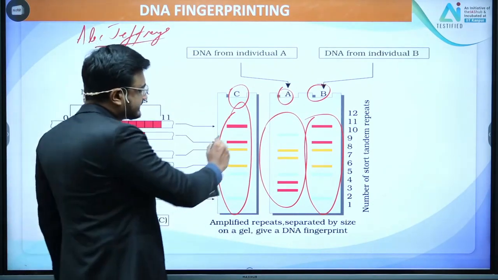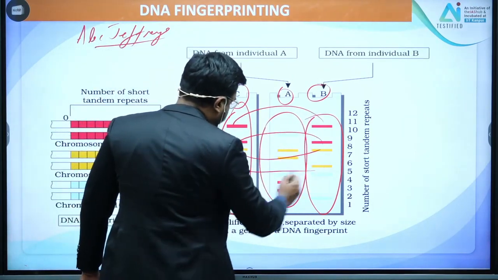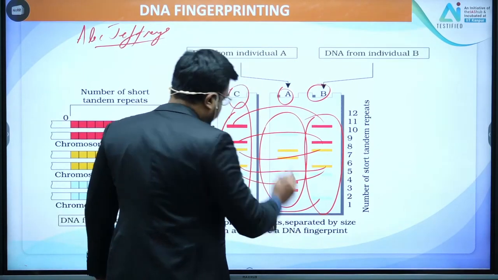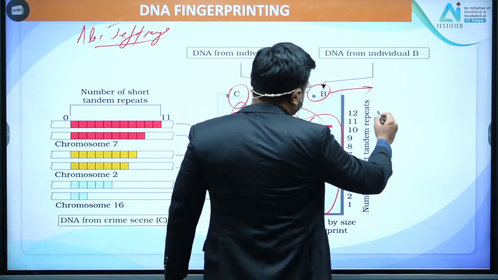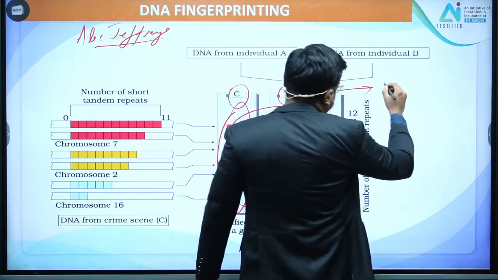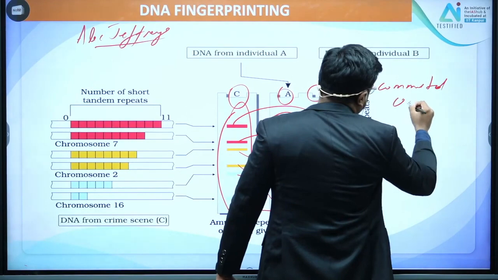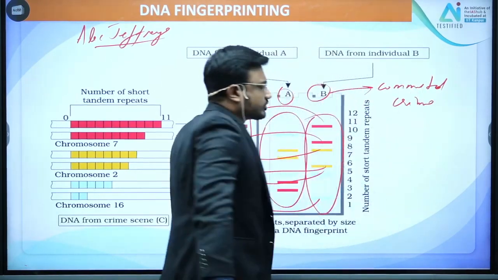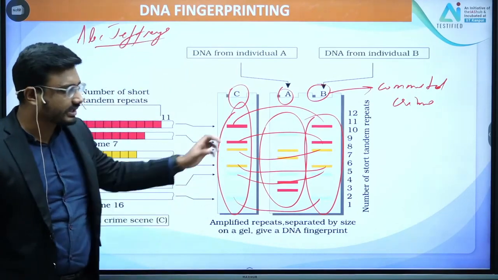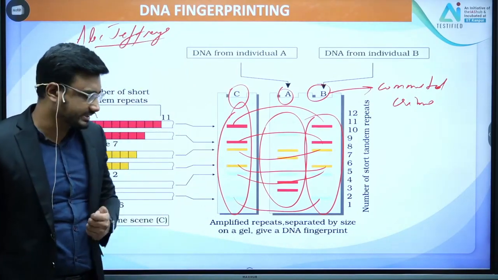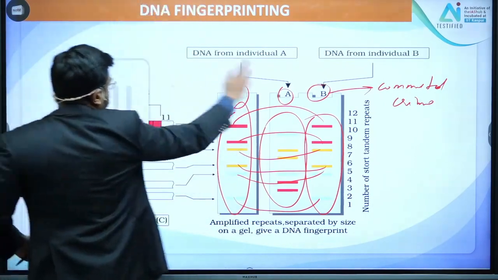Now I can see that C and B are matching 100%. So I can conclude that person B has committed the crime. That is how DNA fingerprinting is a very important method in the field of forensics. Now let us move ahead to the next concept.